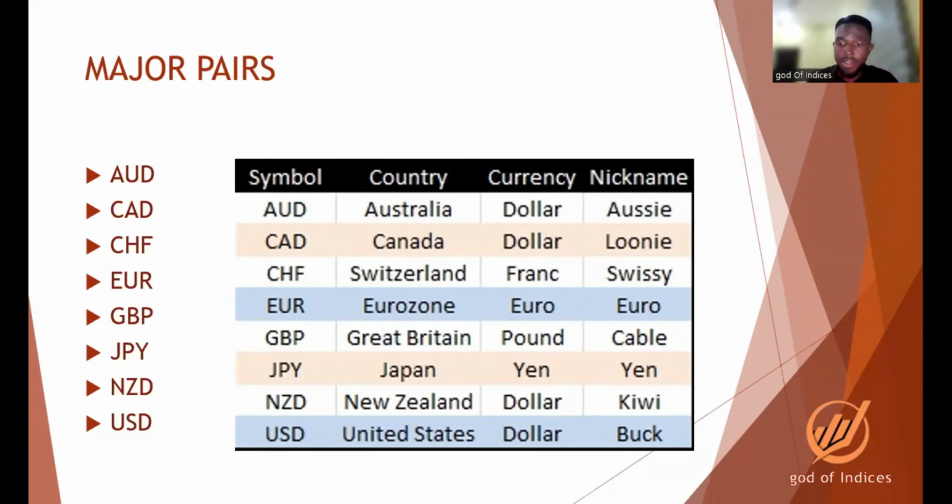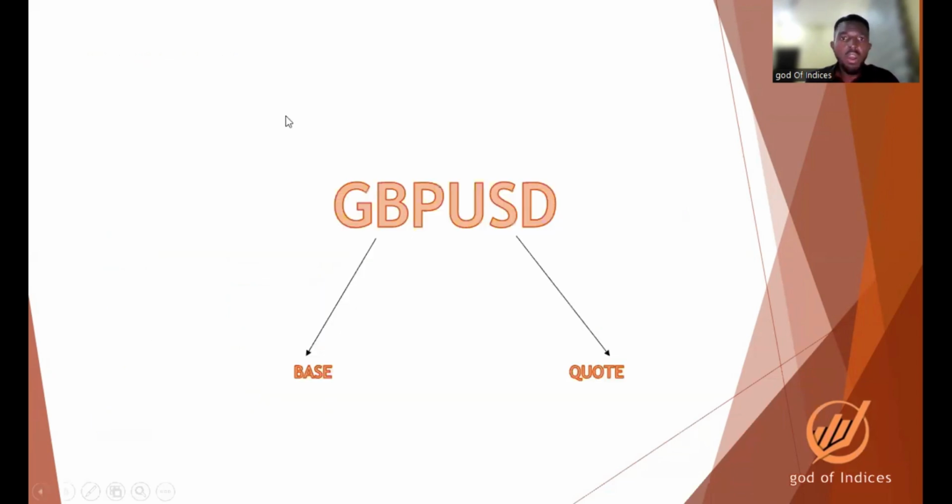So like I said, these are the major pairs. Now, since we're trading in pairs, it's safe for you to know how these pairs are quoted. I'll be using the example, like I told you, GBP USD, which is the Great British pound and USD. Anytime you have a pair, the first one is called the base currency, and the last one is called the quote currency. So we have the base and we have the quote.